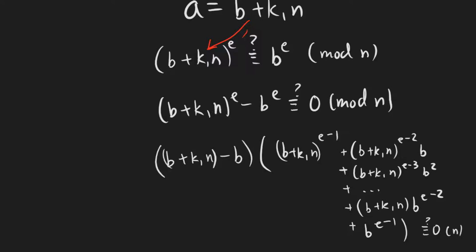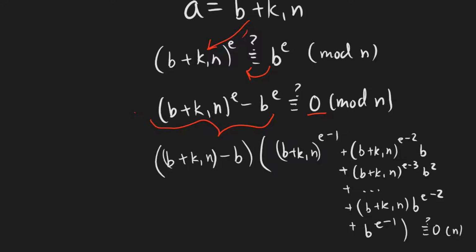So we want to show that B plus K1n to the E is congruent to B to the E mod n. Now, one way to do this is with binomial theorem, and I encourage you to do that yourself if you would like to. But another way to do this is simply subtracting B to the E from both sides, or just moving it over to this side. And we want to show that B plus K1n to the E minus B to the E is congruent to 0 mod n, or in other words, n divides this expression on the left.